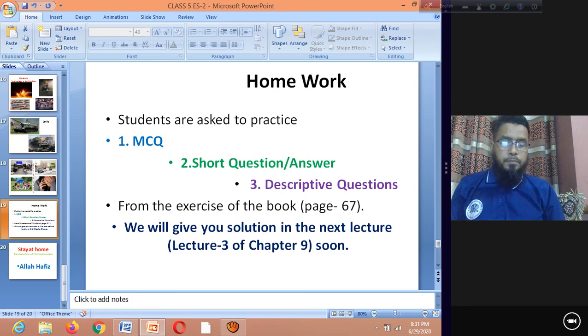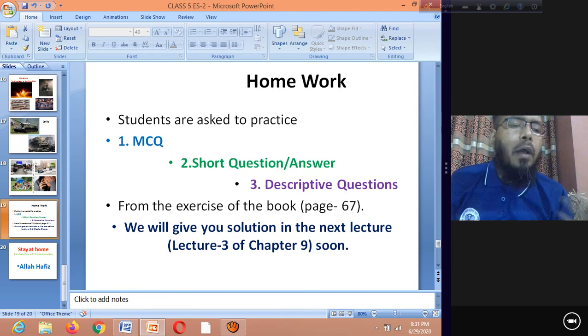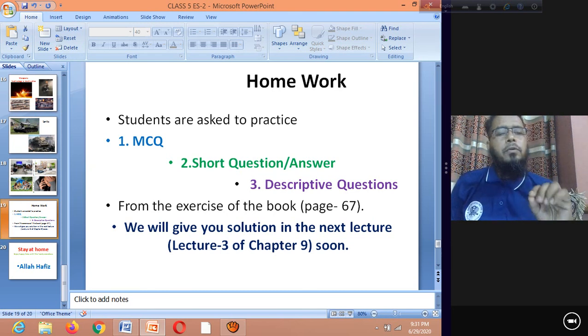You can see in page number 67 there are 4 MCQ questions, four or five short questions and four descriptive questions. Try to prepare the answers, and within a short time, after 2 days, we will give the solution.